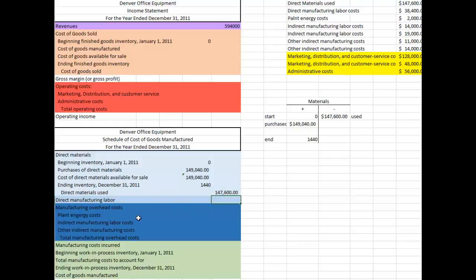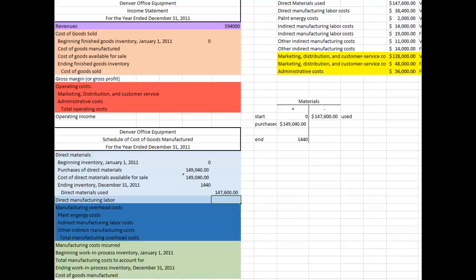We have to calculate how much direct manufacturing labor we have. Let me get those back on the screen. Direct manufacturing labor was simply given to us at 38,400. So the goods manufactured is comprised of the material, the labor, and the overhead costs. We've got 2 of the 3 pieces. Now we have to plug in the overhead costs, and these are the 3 costs listed up here that are indirect in nature, can't be traced right to the product that we're making.